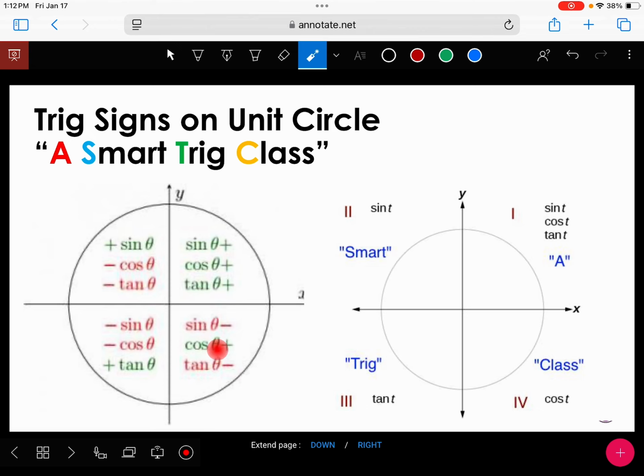Cosine and secant are positive in quadrant 4. They only list one of the original OGs, which is sine, cosine, tangent. But now we've introduced their sisters. So just remember, if one is positive, so is the sister. Okay?